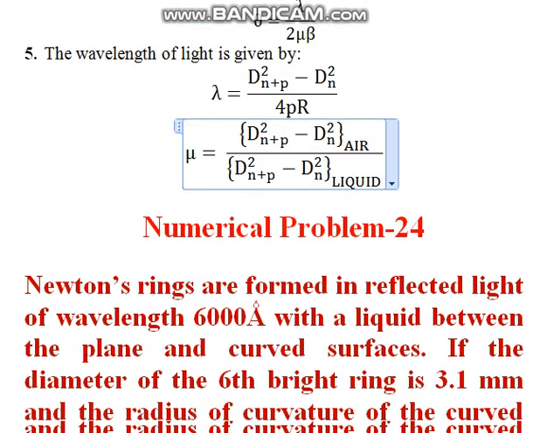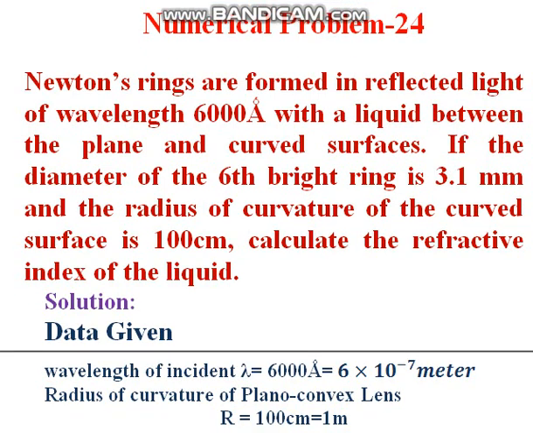So let's see numerical problem 24. Here Newton's rings are formed in reflected light of wavelength 6000 angstrom with a liquid between the plane and curved surface. If the diameter of the sixth bright ring is 3.1 millimeter and the radius of curvature of the curved surface is 100 centimeter, calculate the refractive index of the medium.